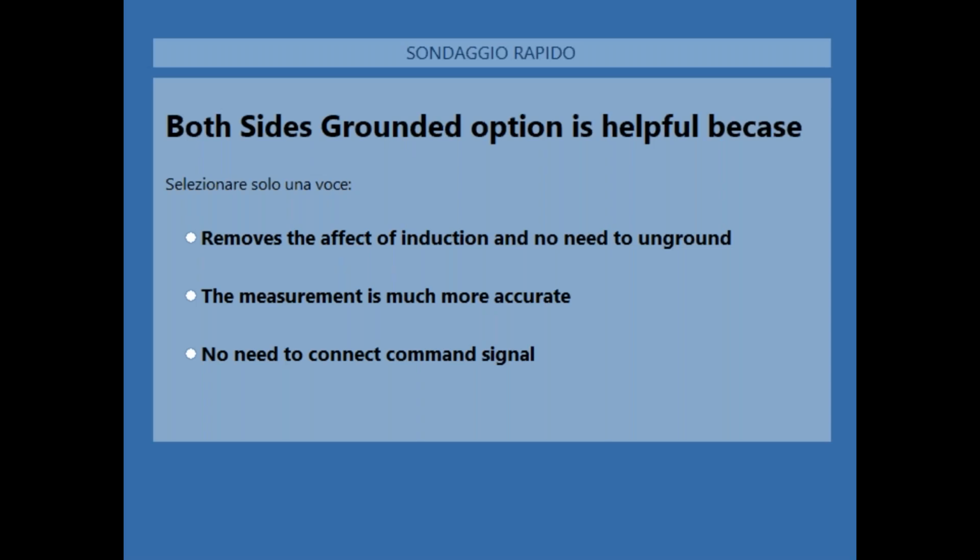So the question is: both sides grounded option is helpful because A, it removes the effect of induction, and there is no need to unground; B, the measurement is much more accurate; or C, no need to connect command signal. So what is the correct answer?